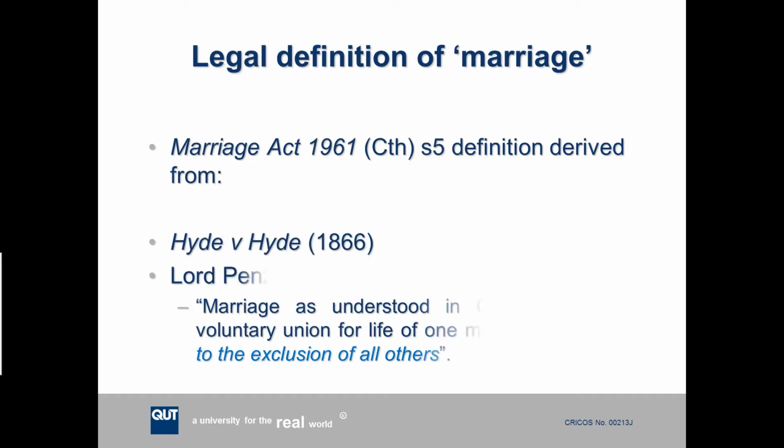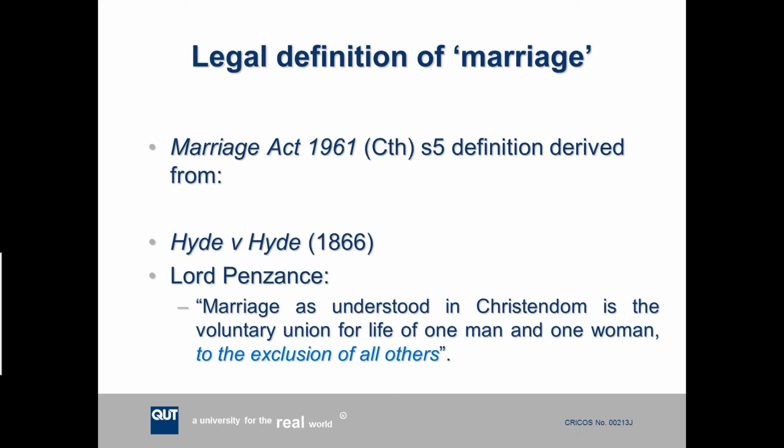Now, this legal definition of marriage is derived from an old English case, the case of Hyde and Hyde. It was a case looking at a marriage that had been in the Mormon religion, and Lord Penzance concentrated on the fact that the marriage had to be between one man and one woman to the exclusion of all others, because in that case the marriage had potentially been polygamous, as the husband, being a Mormon, had the potential to take another wife. Because of that, Lord Penzance held that the marriage was not valid in English law. It had been entered into in Utah in the United States.